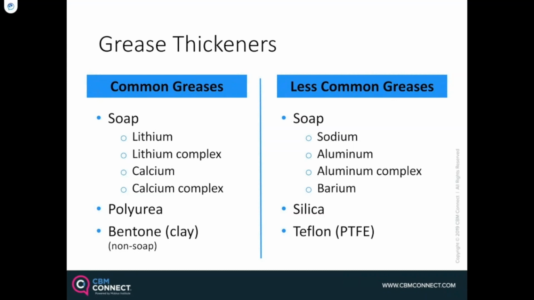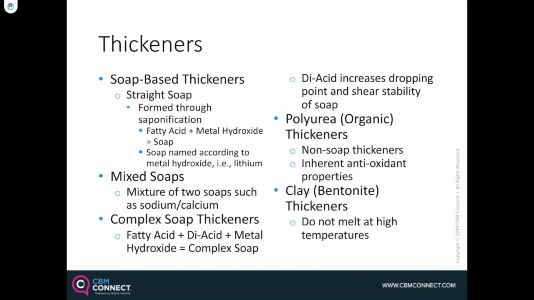Some of the other thickeners that are used, not as common as lithium, are sodium, aluminum, barium, silica, Teflon. There's a lot of unique greases made for specific applications that can be very expensive. We're certainly not going to cover all those today, but we wanted to give you a little bit.